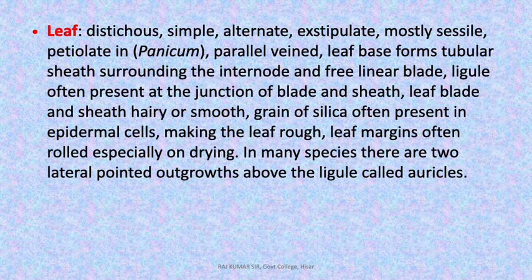Leaf margins often roll, especially on drying. The rolling of leaves is visible in the grasses during the dry season. In many species, there are two lateral pointed outgrowths above the ligule called the auricles.